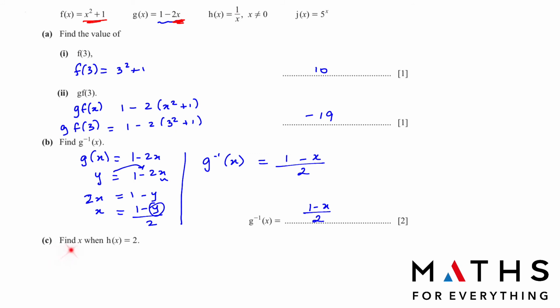Next, we have find x when h of x is equal to 2. So h of x is equal to 1 over x. But now they said it is equal to 2. So we have to cross multiply. The 2 will go down, and the x will go up. So the answer is x is equal to half. A very easy question.